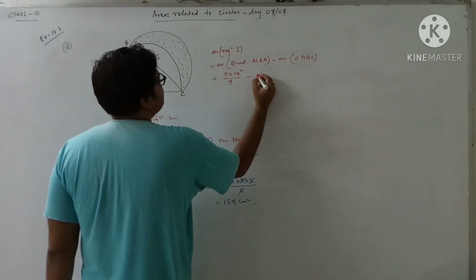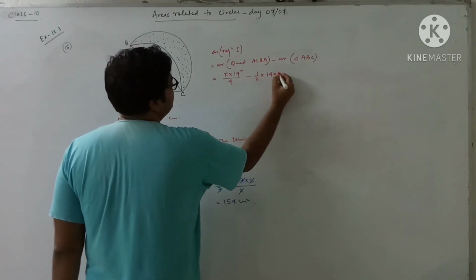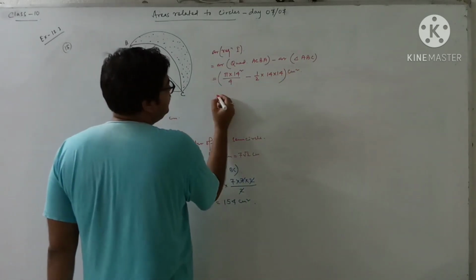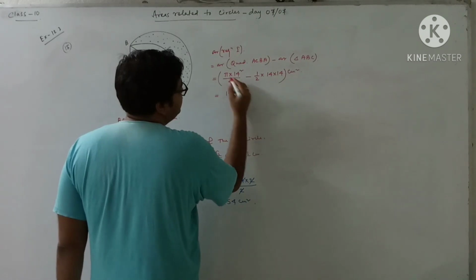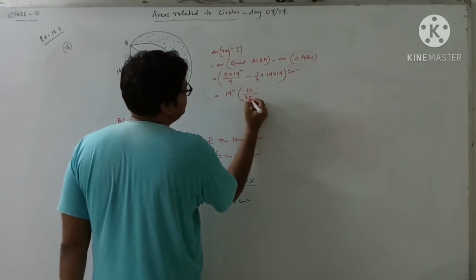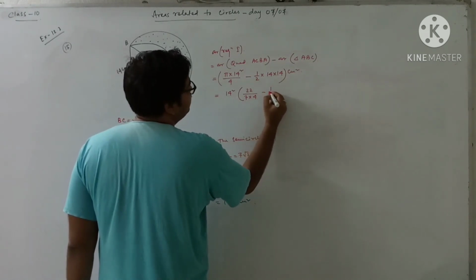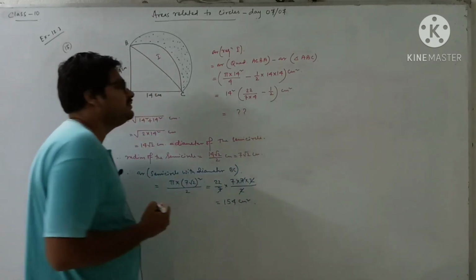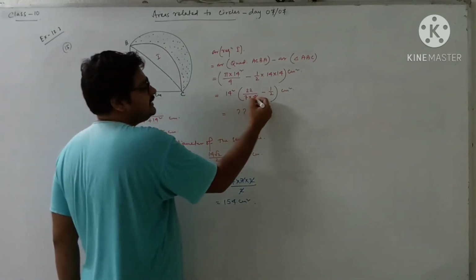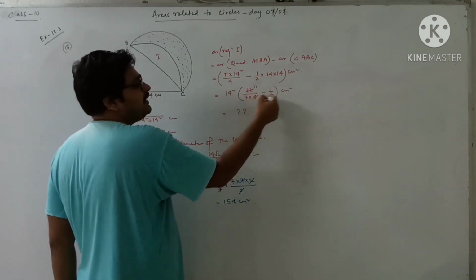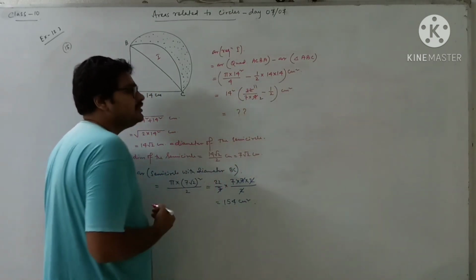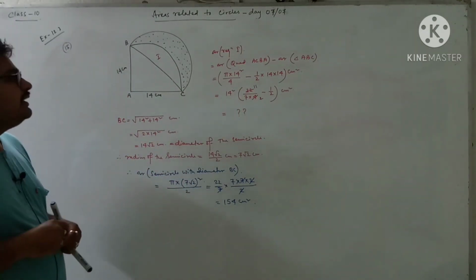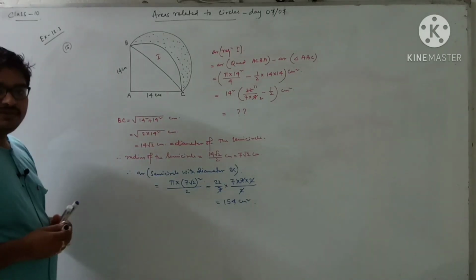Now area of triangle ABC is half into base into height. Base is 40, height is also 40. So 40 square you can take as common. Pi means 22 by 7, minus half. I think this calculation part you can complete yourself. First of all, you do the cancellation. After that, do the multiplication, do the LCM, whatever cancellation is possible, numerator, denominator, do all those things, and then find your answer. So the leftover calculation part I think you can do yourself.